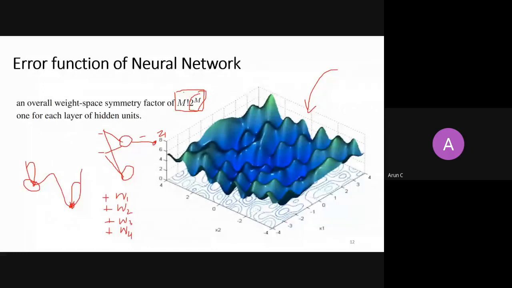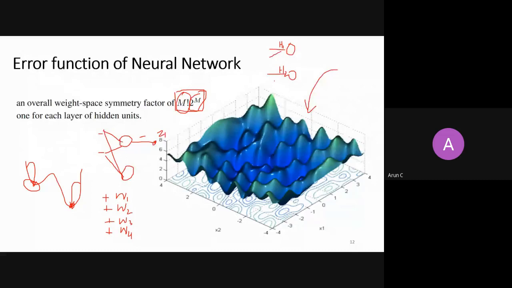This m factorial is coming because now if I have this neural network, this is my hidden layer, this is my first hidden unit H1, and this is my second hidden unit H2, right? And the weights are going like this: W1, W2, W3, W4.